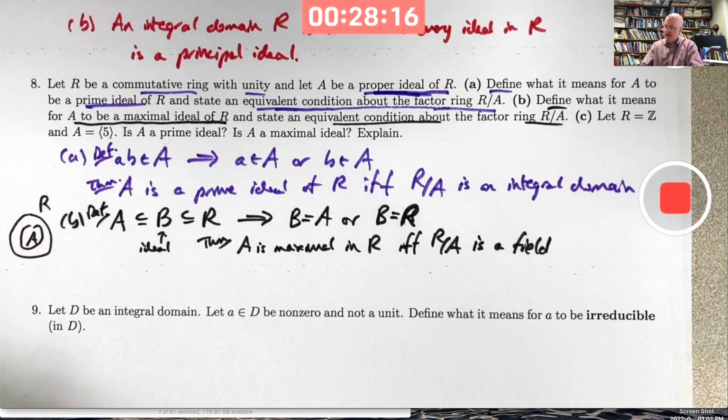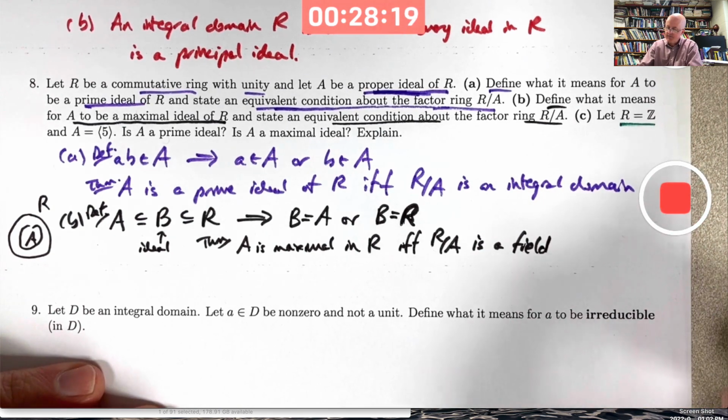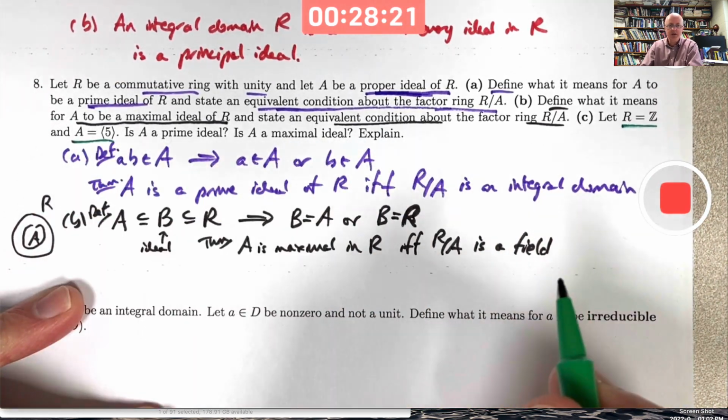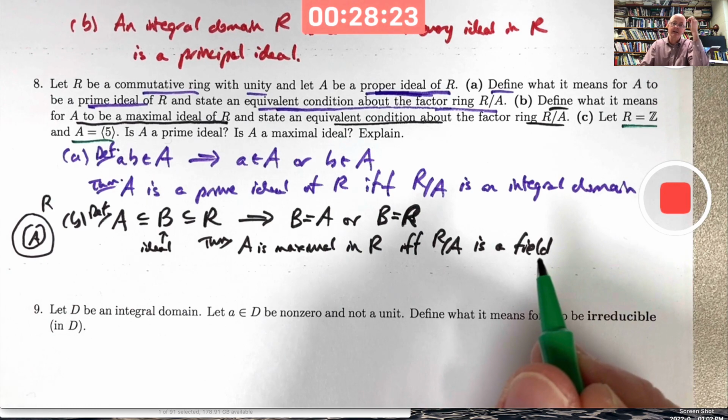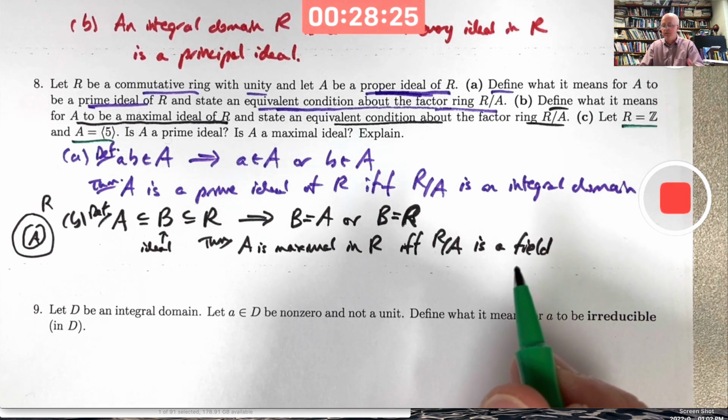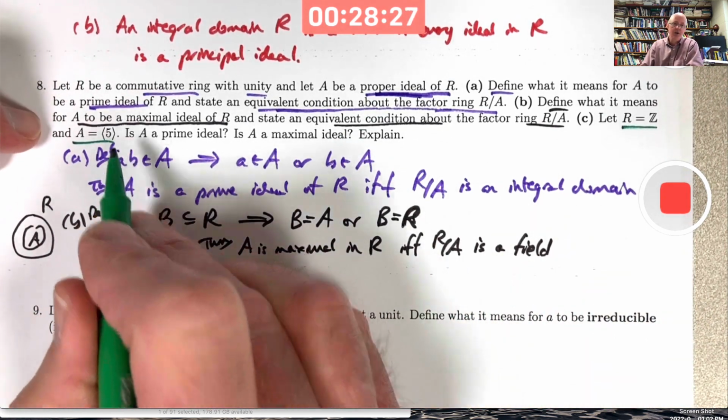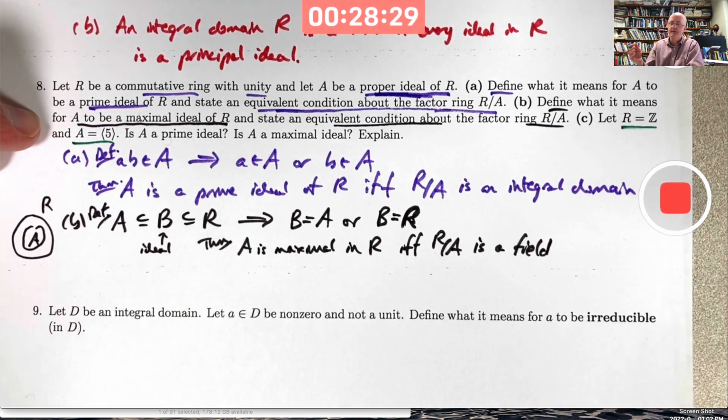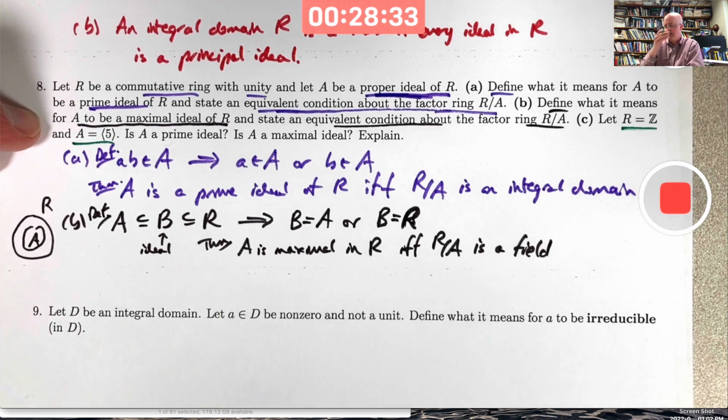Part C, let R be the integers, and let A be the principal ideal generated by 5, which does correspond to the cyclic subgroup generated by 5, and therefore will be all integer multiples of 5, including negatives. So it would include negative 15, negative 10, negative 5, 0, 5, 10, 15, etc.